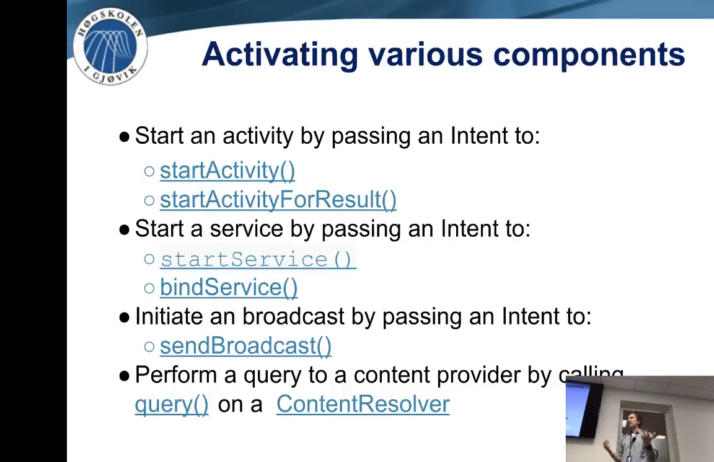You have a very simple API to do all of that. So from the activity, you have 2 calls: start activity and start activity for result. You pass the intent, and the intent contains the information of what should be started, which activity should be started. What's the difference between those 2? The first one starts a new activity and puts it on the stack, right?